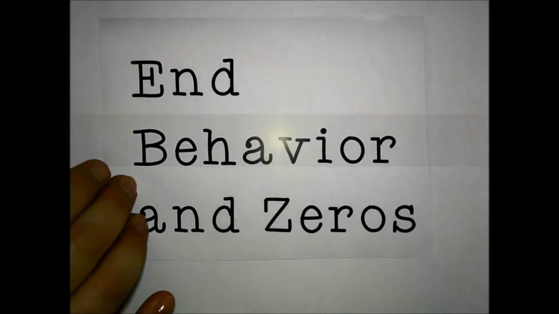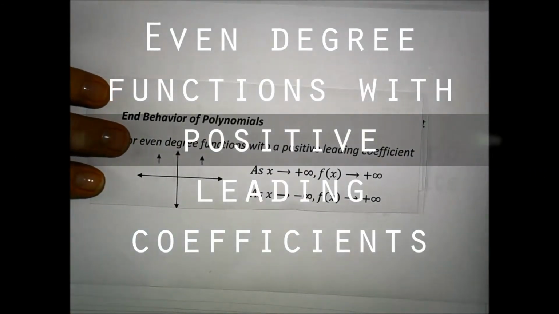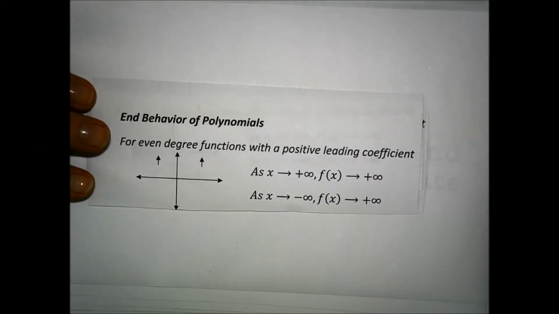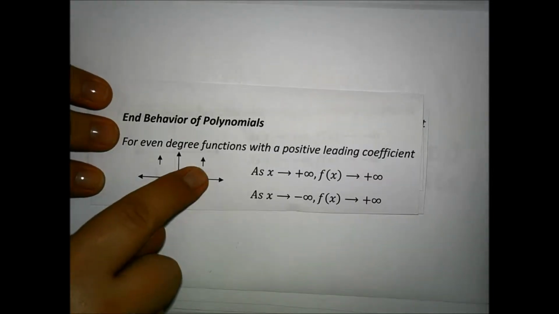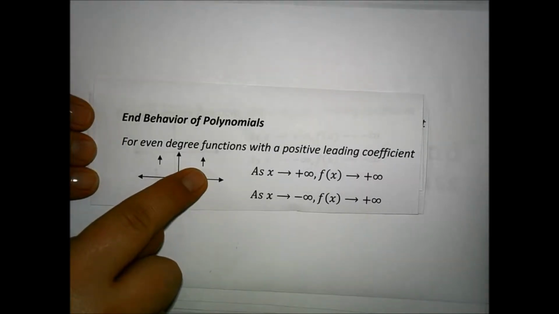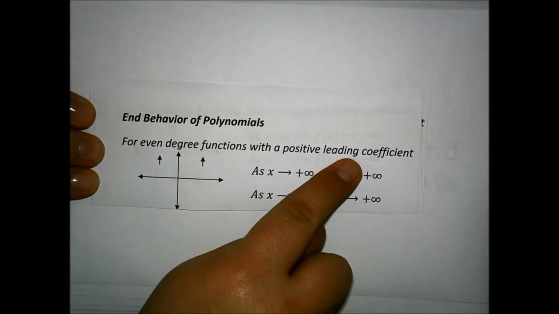End behavior and zeros. When you look at polynomial functions and notice how they act as inputs increase, increase, increase, or decrease, decrease, decrease, then you'll notice that away from the x-axis, there's a certain direction that polynomials go. There's actually four different possibilities of polynomials, all based on the degree and the leading coefficient.